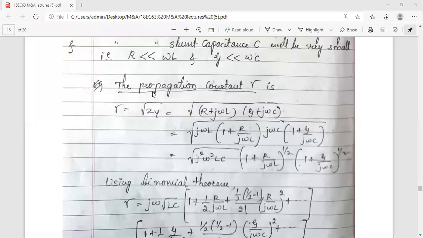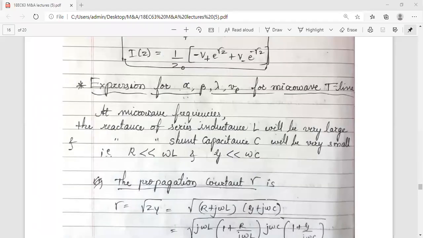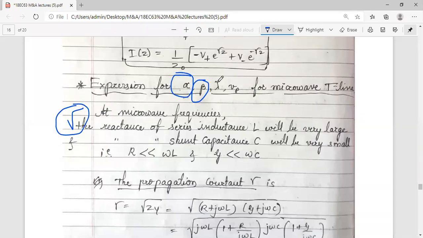Good afternoon, all. In today's session, we will continue the derivation we were dealing with. We completed the derivation for the propagation constant, what is the attenuation constant, what is the phase constant. And after this, we have seen the characteristic impedance Z naught. Both derivations we have seen.